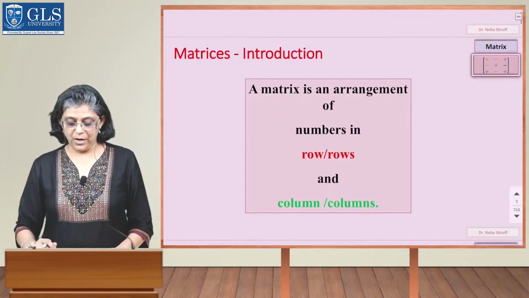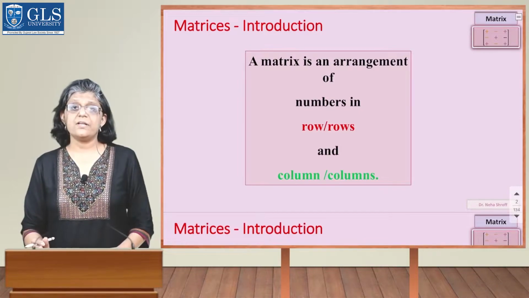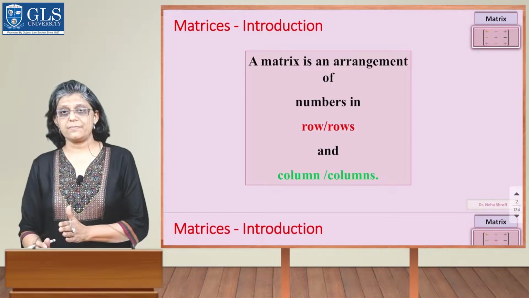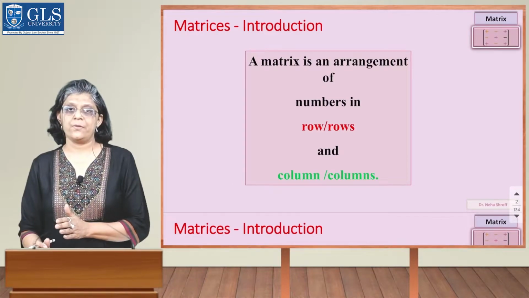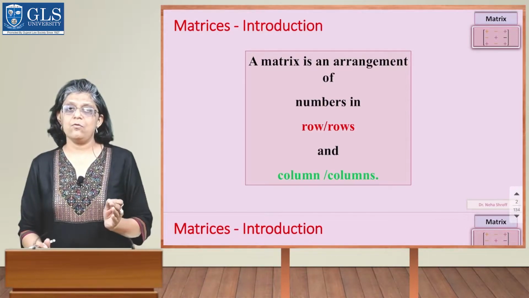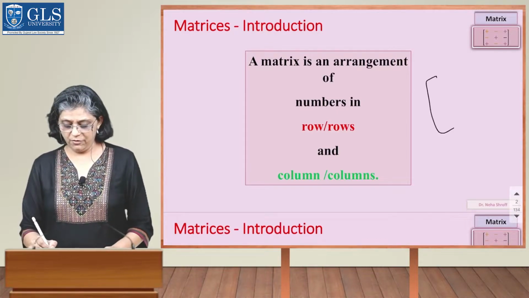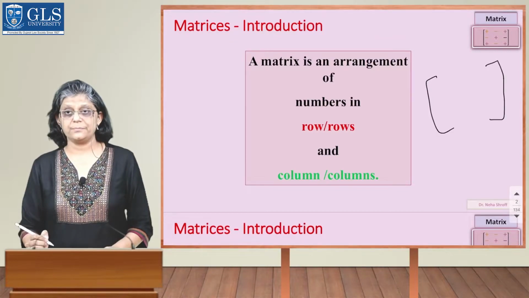So let us move ahead. Matrix. So what is a matrix? A matrix is an arrangement of numbers in rows and columns. It can be one row, one column, or many rows and many columns. So the notation of a matrix is this way.